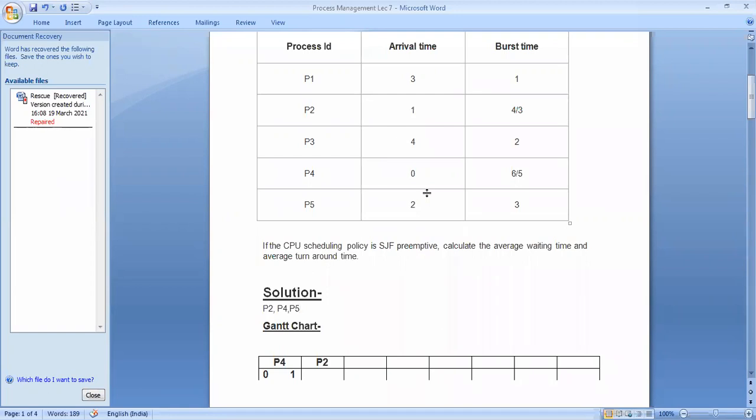Again we'll compare. Now P2 process has burst time 3, P4 has 5 and P5 has 3. So which process will execute first? Either P2 or P5, because they have the same burst time, but which process ID comes first? The P2. So that's why P2 process will execute.